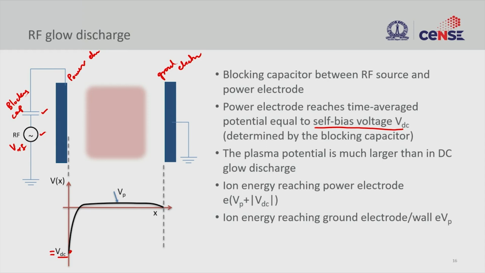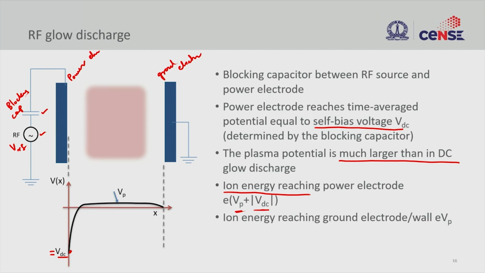Okay, and then the plasma potential that we get in RF glow discharge is much larger than DC. The reason for this is efficient power transfer. So we'll see why it is efficient in the next slide, but the plasma potential is very high, which is important so that your plasma is very energetic. And again, the ion energy to reach the power electrode depends on your plasma potential, and now it is VDC instead of VC.